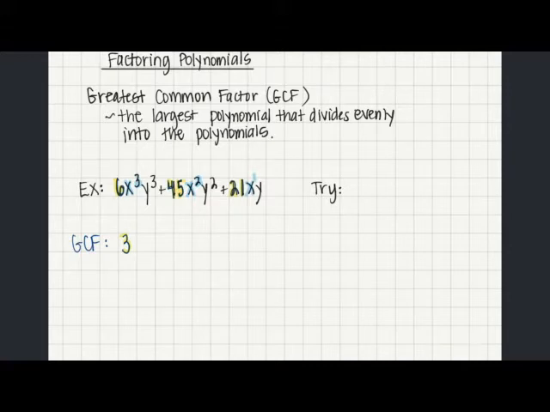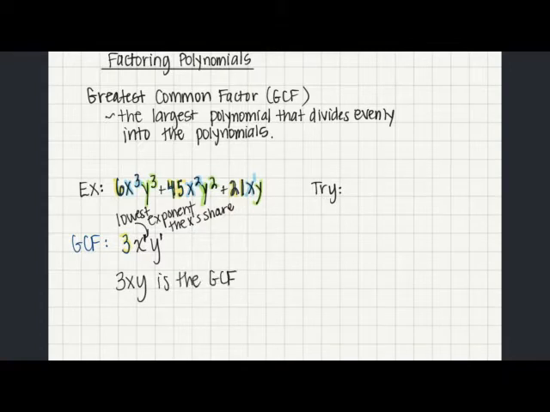The greatest number of x's that goes into all of them evenly is going to be x to the first. So it's an x, but it's the lowest exponent the x's share. Now we'll do our y cubed, y squared, y to the first. The lowest exponent they all share is a y to the first. So we've got x to the first, y to the first. 3xy is the greatest common factor.